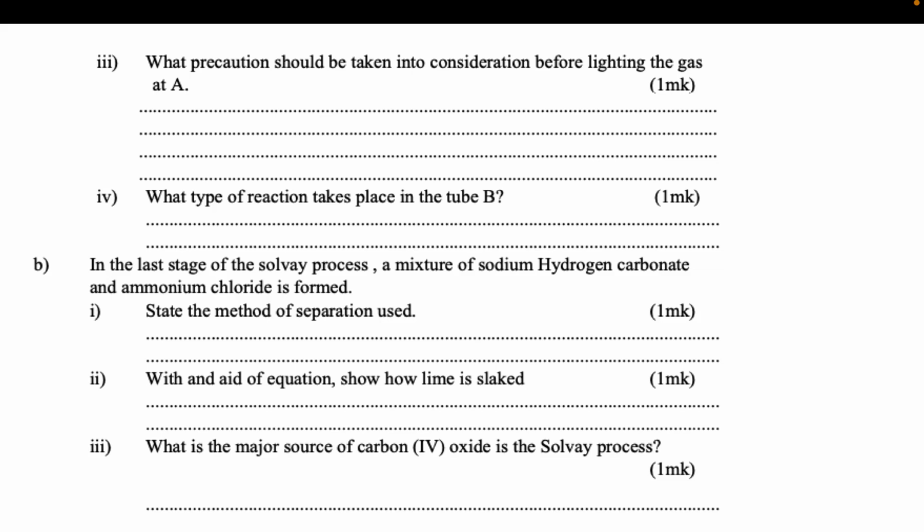In the last stage of the Solvay process, a mixture of sodium hydrogen carbonate and ammonium chloride is formed. State the method of separation used. With the aid of an equation, show how lime is slaked. What is the major source of carbon IV oxide in the Solvay process?